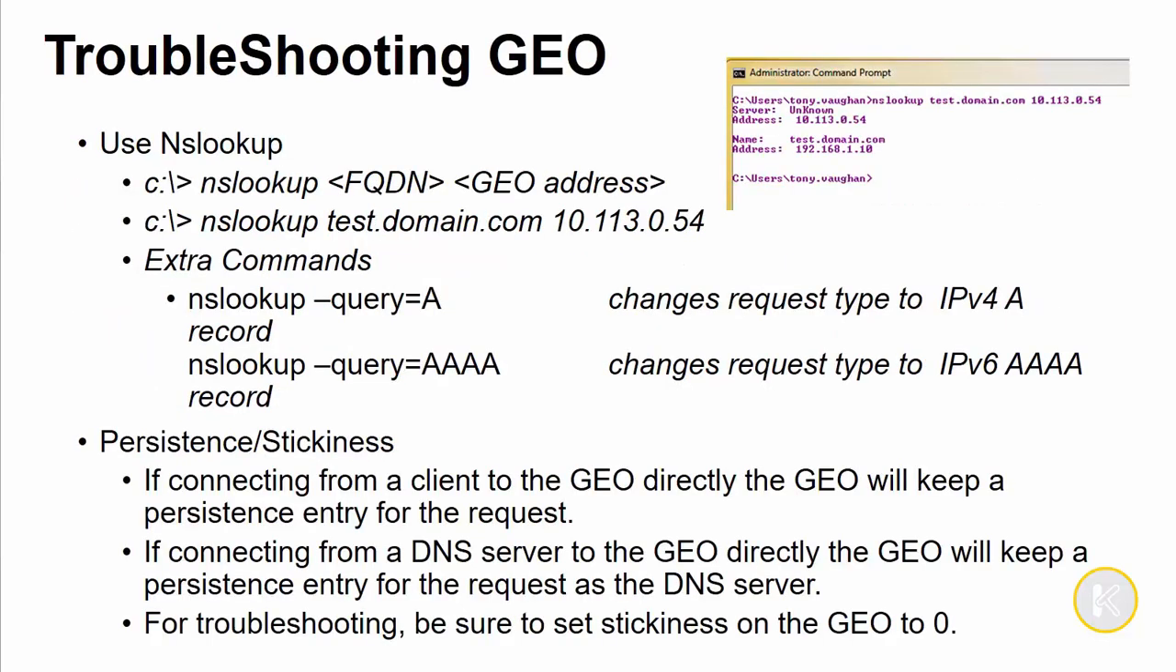Here's an example of troubleshooting Geo with NSLOOKUP. Again, if connecting from a client to the Geo directly, the Geo will keep the persistence entry for the request. If connecting from a DNS server to the Geo directly, the Geo will keep the persistence entry for the request as a DNS server. When troubleshooting, always set stickiness on the Geo to 0.